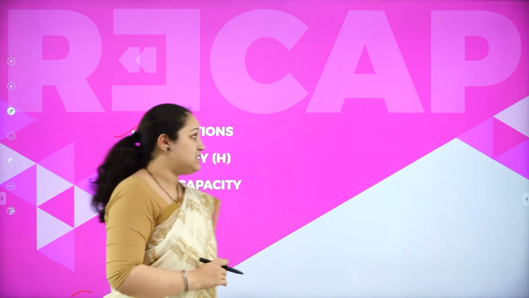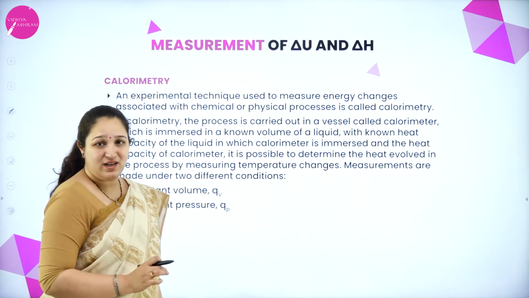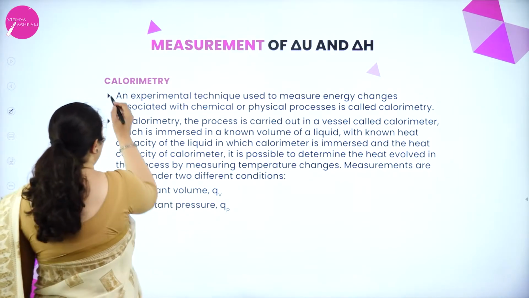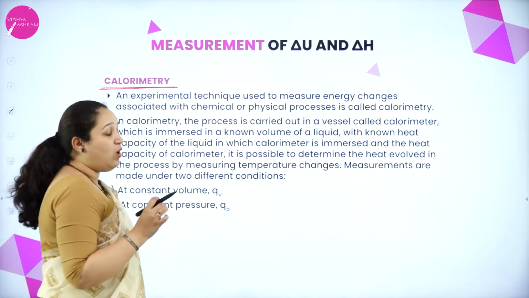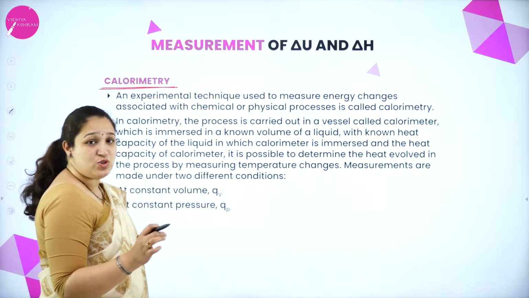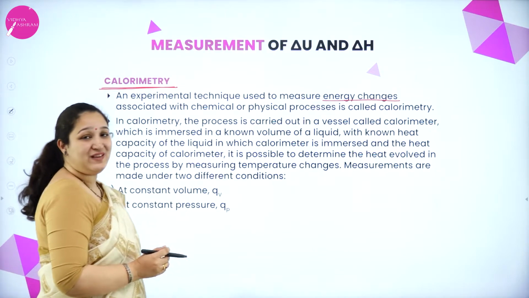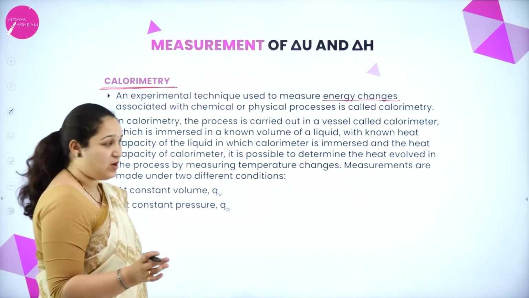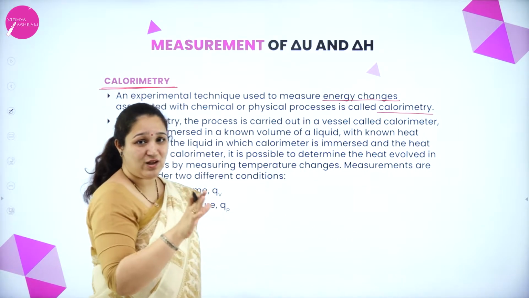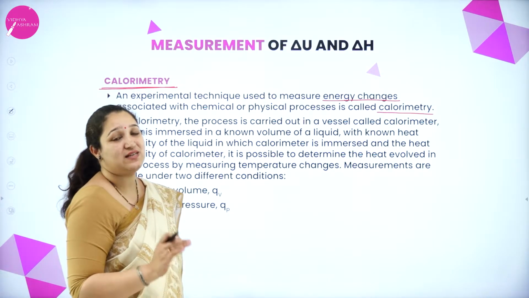So first, measurement of delta H and delta U, that is change in internal energy and change in enthalpy, can be measured using a calorimeter. Now what is a calorimeter? An experimental technique used to measure the energy changes associated with any chemical or physical process is called calorimetry. The process is called calorimetry, and the apparatus which we use for this is called a calorimeter.